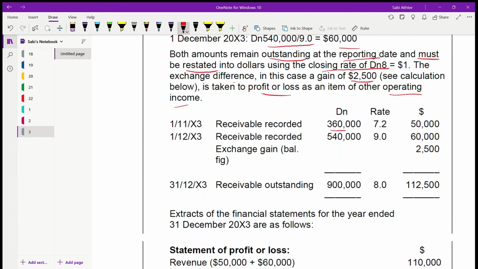This is the receivable recorded. This one also you translate using this rate and you get this amount, and then this is the outstanding. You add both, convert using the closing rate, and you get this amount. So the difference: add 50 plus 60, 110, so 112,500 minus 110,000, which is 2,500, is a gain, because your receivable outstanding is more than what you are supposed to have recorded. That means you'll be getting more from your receivable, so it's a gain.